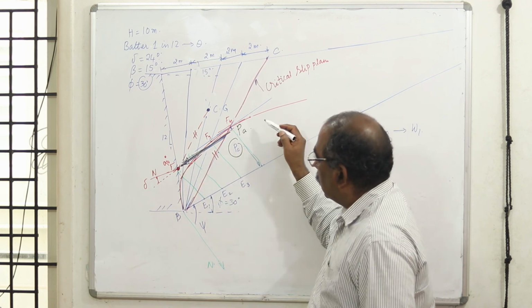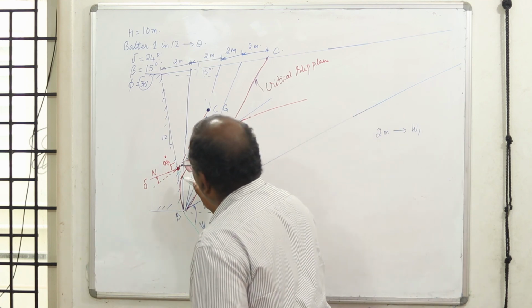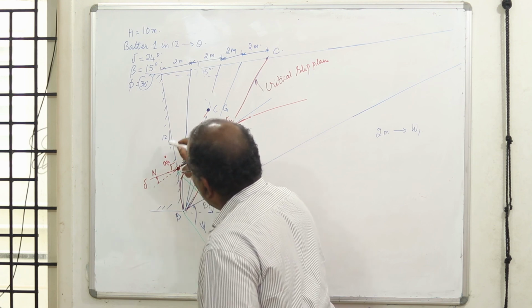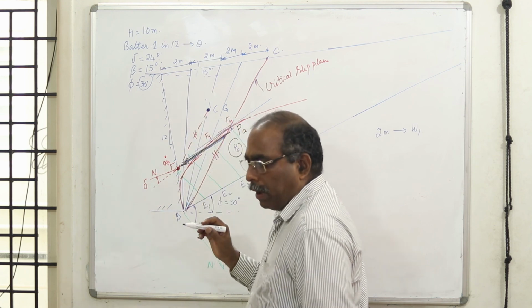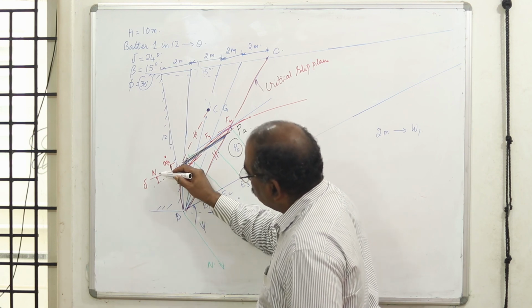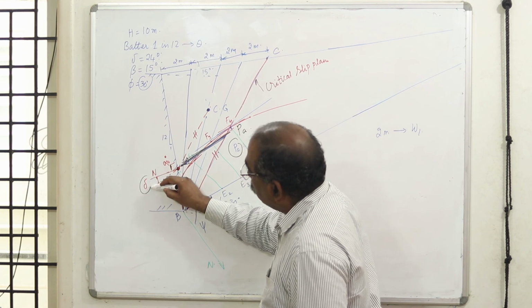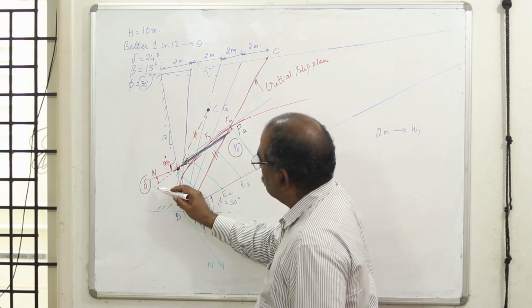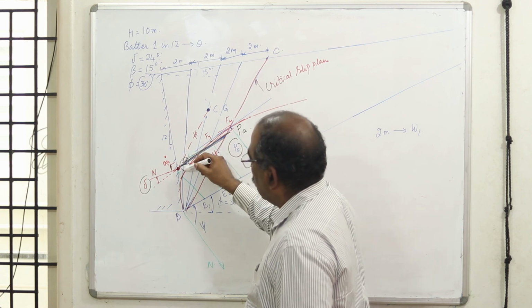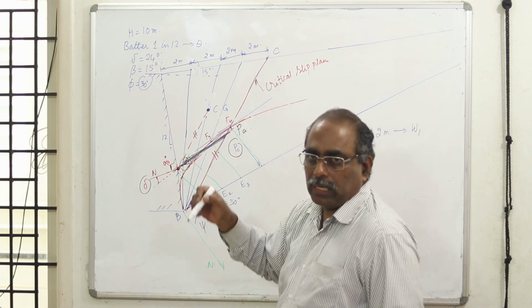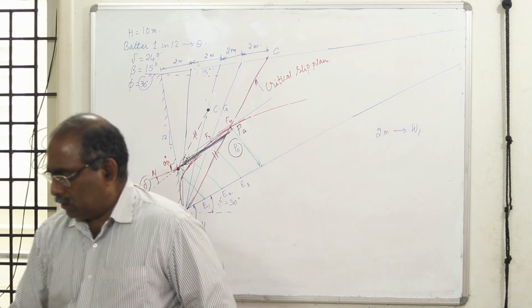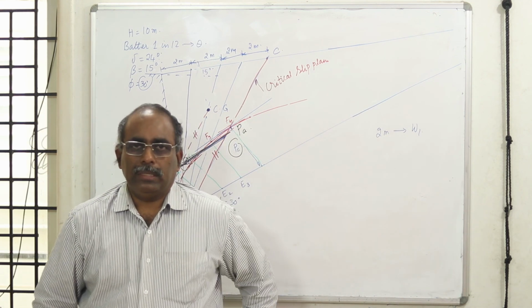To get your direction of PA, at this point you draw a perpendicular to the inclined back of the retaining wall. This is 90 degrees. Then from there, I measure an angle equal to delta, which is 24 degrees. Then extend this line. In the opposite direction, draw this arrow. The thrust will be towards the retaining wall, and you get your thrust. So this is about Culmann's graphical method.